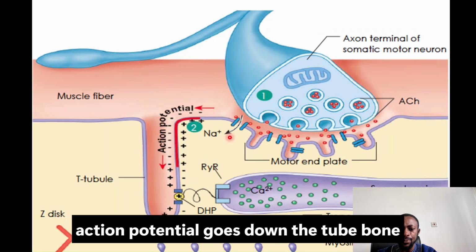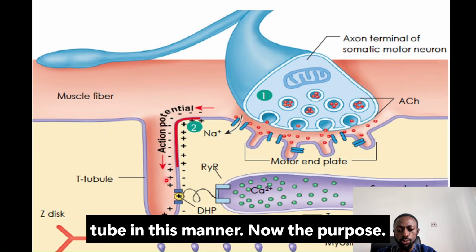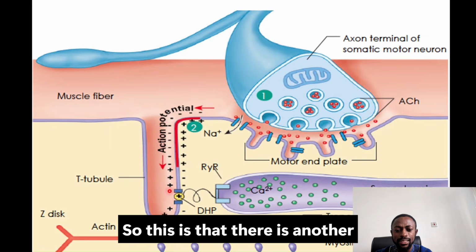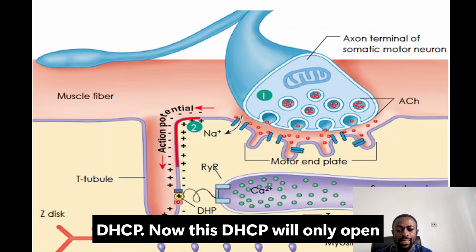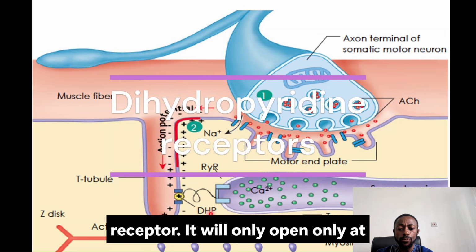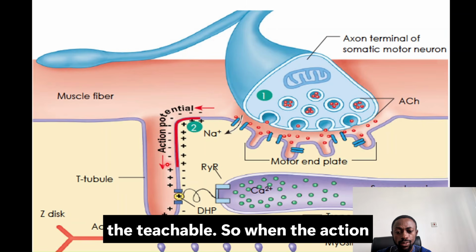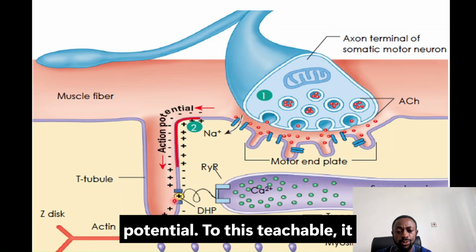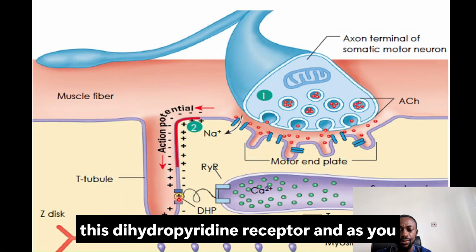So the action potential goes down the T-tubule and it reaches the base of the T-tubule in this manner. Now the purpose of this is that there is another sensitive receptor here, which is called DHP. The full name of DHP is dihydropyridine receptor. It will only open at the arrival of this action potential down the T-tubule. So when the action potential gets to this T-tubule, it will then cause the opening of this dihydropyridine receptor.